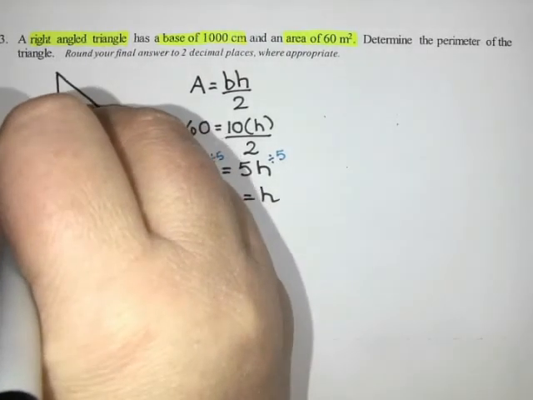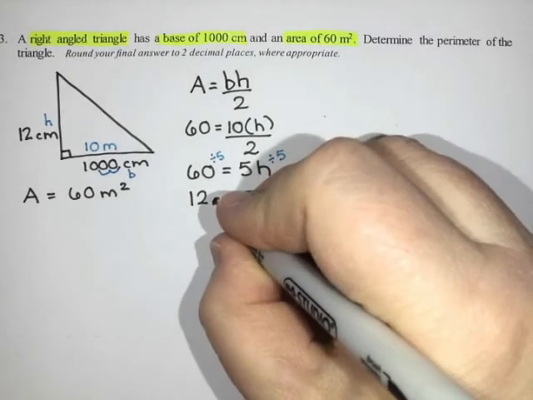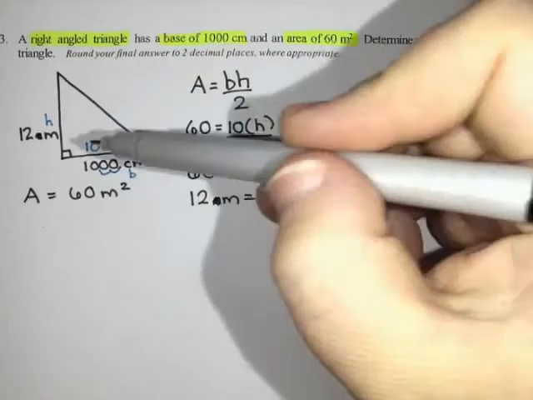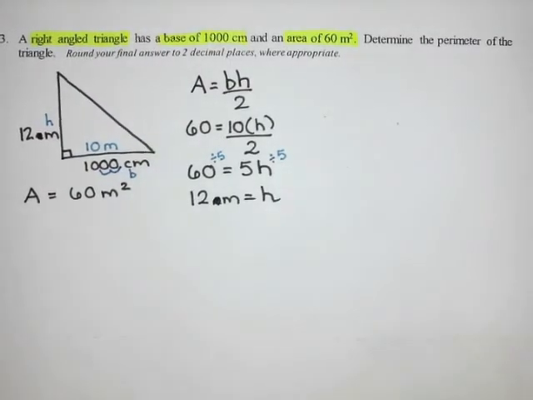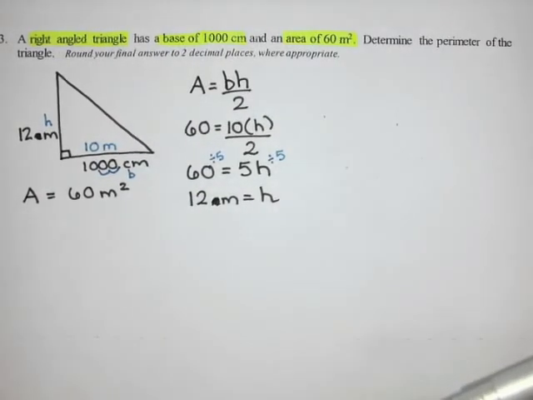So this side here is 12, oops, it's not centimeters, it's meters. Sorry about that. So that side there is 12 meters. So I have 10 meters and 12 meters. But in order to do perimeter, I need 1, 2, 3. So I need all 3 sides.